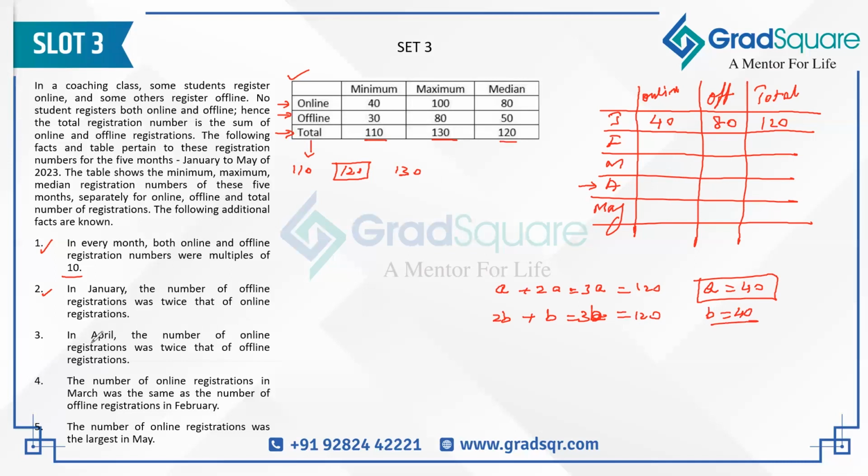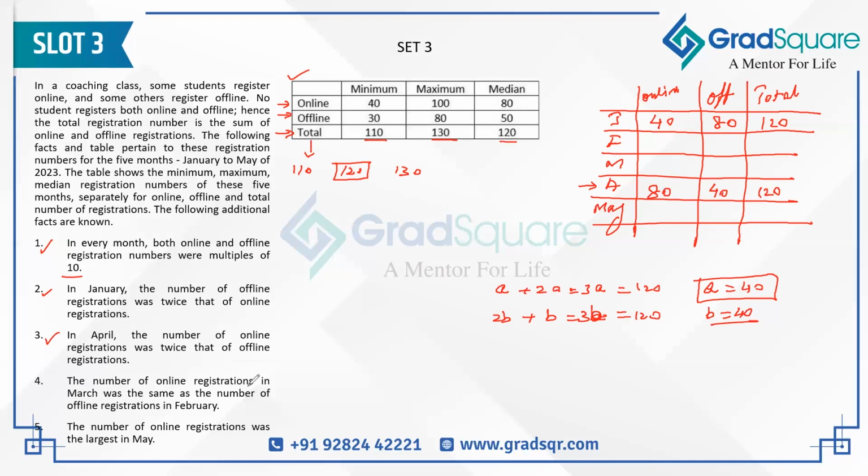Now it was saying that the number of online registrations was twice. So online will become 80 and the value of B was 40. So this total is also turning out to be 120. So this information has also been consumed. There's nothing more that we can figure out using this particular information.